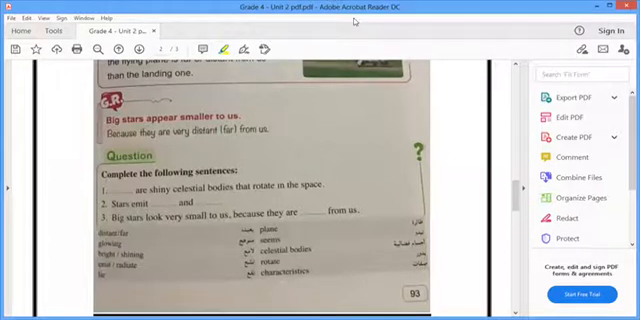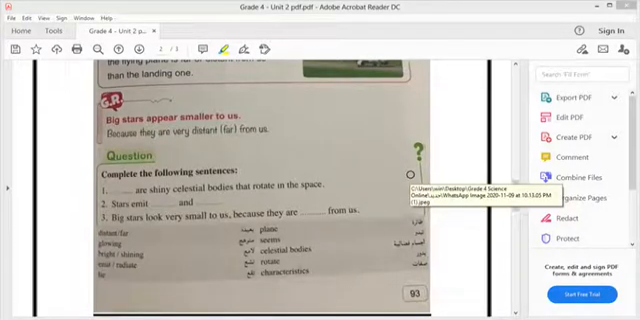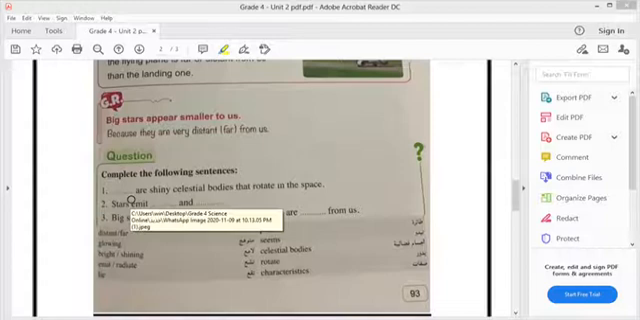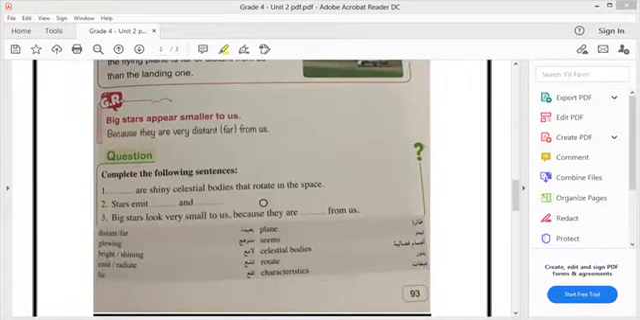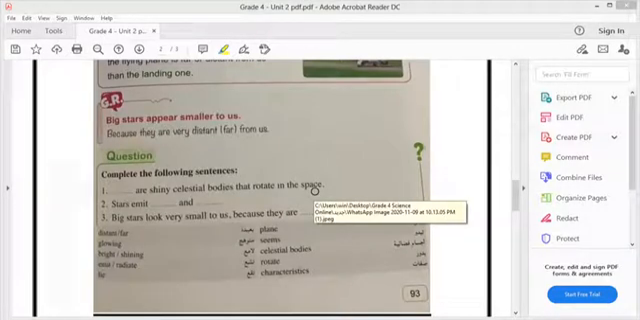I will choose each student by his name, okay? Islam Ali, number 1. Bodies that rotate, or... celestial bodies that relate in the space. Stars. What is the answer, Islam? Stars. Okay, thank you, Islam. That's right. Stars, Islam's answer to number 1: stars are shiny celestial bodies that relate in the space.